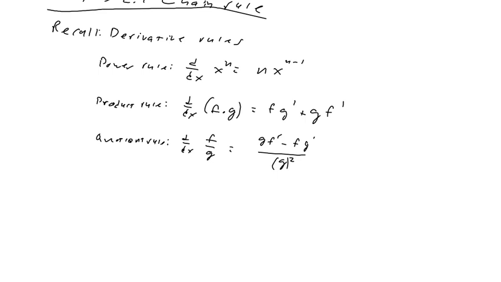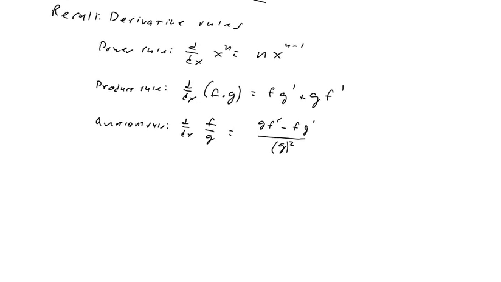We're going to add one more rule here. This is going to be called the chain rule. And the chain rule is when you're doing a derivative of a function that's inside another function. F of g of x. A function inside a function. It's a composition of functions. F of g of x.